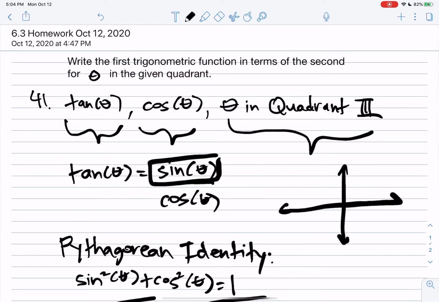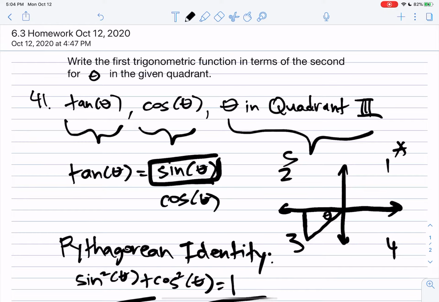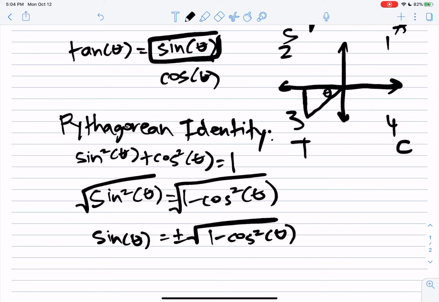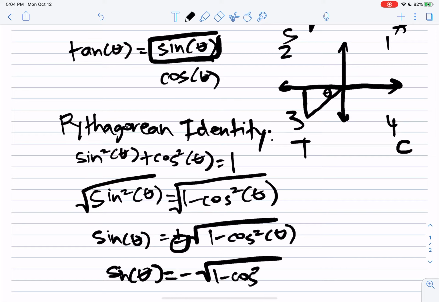So theta is in quadrant 3. So if we graph our coordinate plane, theta is in this quadrant here. Okay. All students take calculus. Quadrant 3 is when tangent is only positive. That means sine and cosine are both negative. So that tells us we're going to use the negative square root. So sine of theta equals negative square root of 1 minus cosine squared theta.